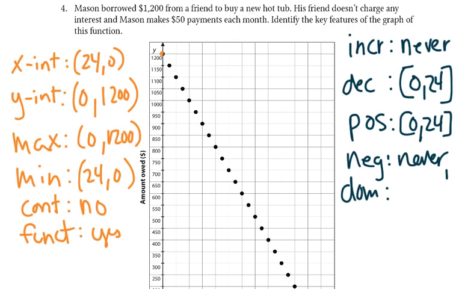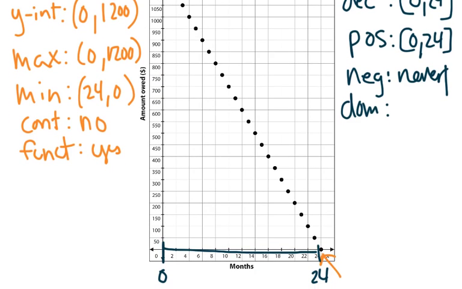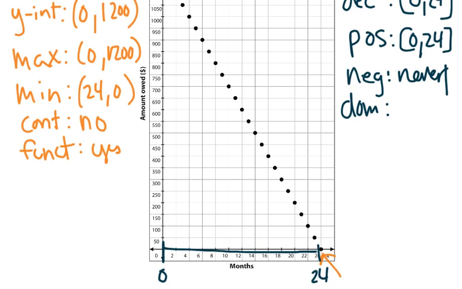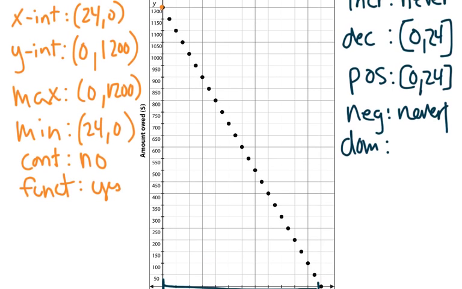What's our domain? Now technically, because these are points, our domain would just be every x value, which would be 0, 1, 2, 3, up to 24. But if you wrote that as 0 to 24, that's alright too.